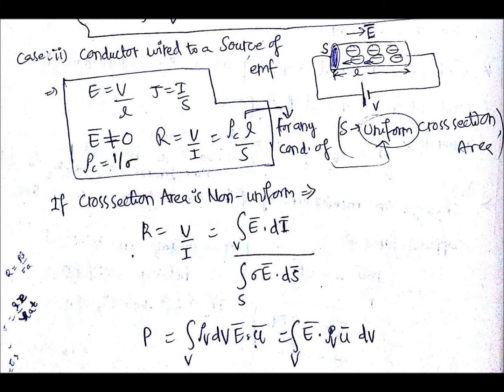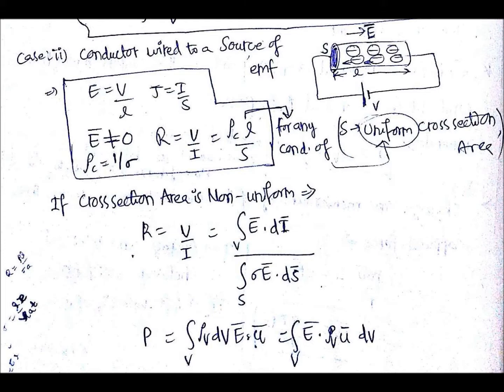Structure, we will see how we can get Ohm's law by using the point form of Ohm's law. Suppose you take a conductor wired to a source of EMF, the way we see in electrical circuits. In that case, E is V by L and J is I by S. Suppose you have considered a uniform cross-section area. In that case, J equals I by S.